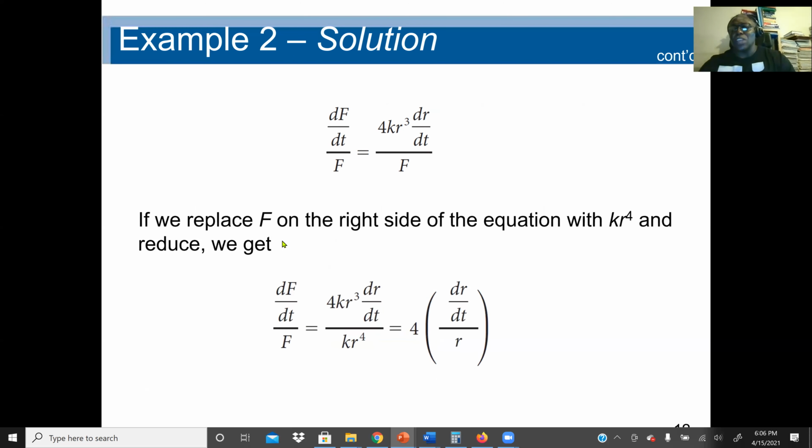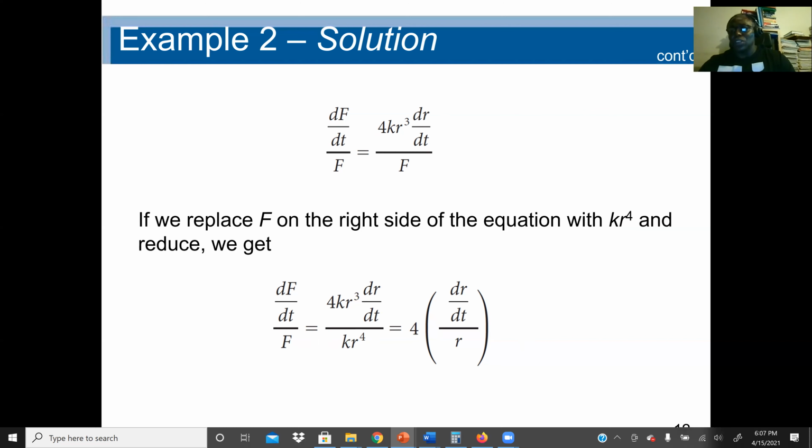So if we replace F on the right side of the equation, remember F is equal to kr to the power 4, we replace it. Then we cancel a few things. K will cancel the K, r^4 with r^3, so remains 1 r, 3 minus 4 is negative 1, so it will go down. So this will be our equation.